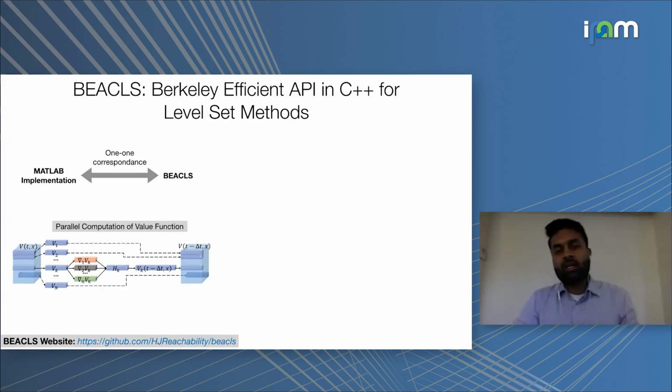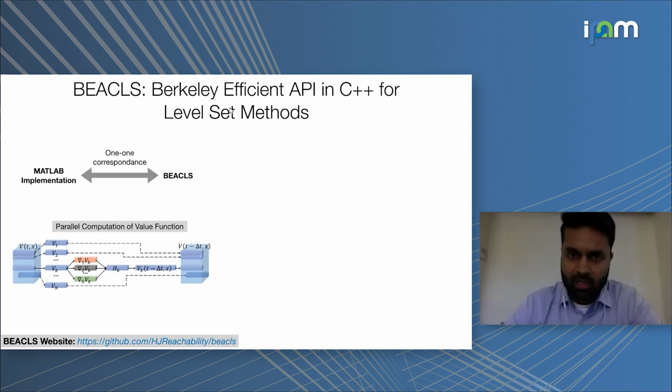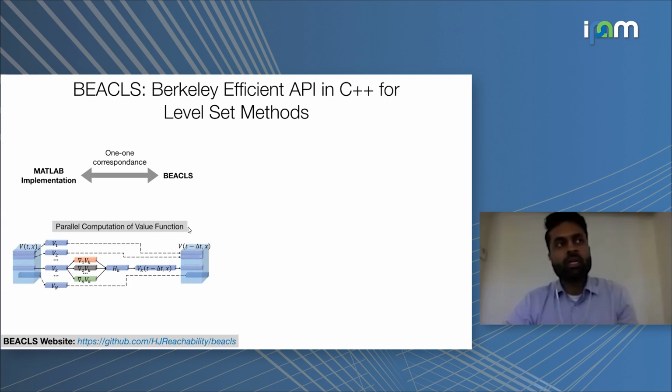And so to that end, we have actually developed a new toolbox, which we call BEACLS, which stands for Berkeley Efficient API in C++ for level set methods. The idea of this toolbox is that it has one-to-one correspondence with the level set toolbox, which has been implemented in MATLAB. But now we can leverage the advancement in the computational tools that is fueling machine learning these days for the reachability computations.